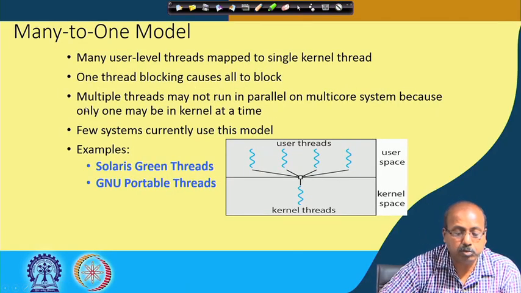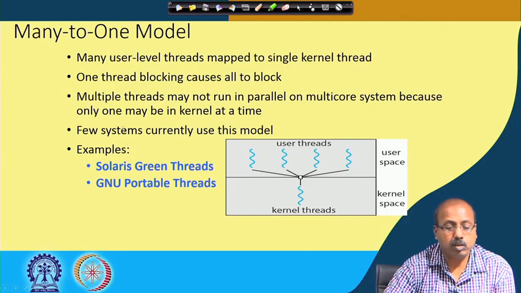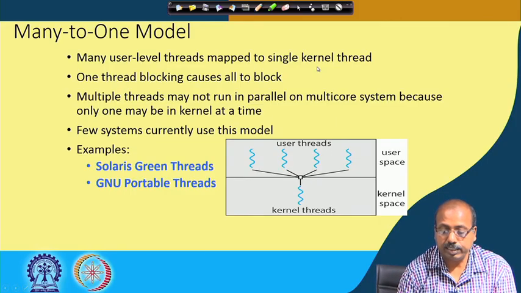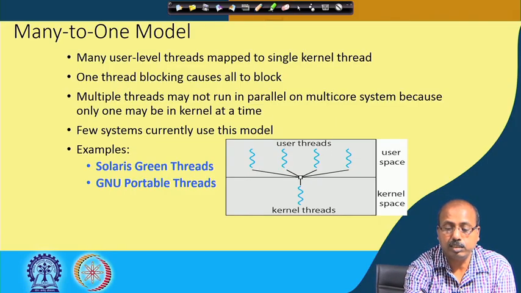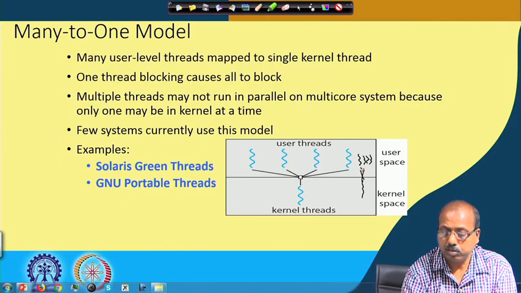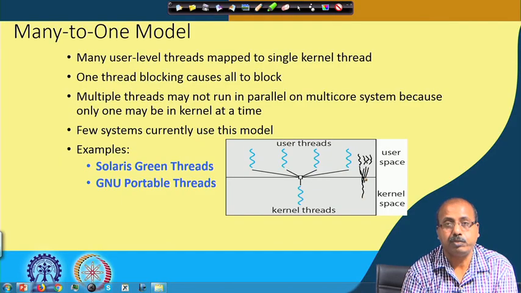Then there can be the many to one model. Many user level threads are mapped to a single kernel thread. So, we have a single kernel thread here, and many of these user level threads are mapped to it. Similarly, there can be another set of user level threads mapped to another kernel thread. I can have such mapping, but this mapping is fixed.